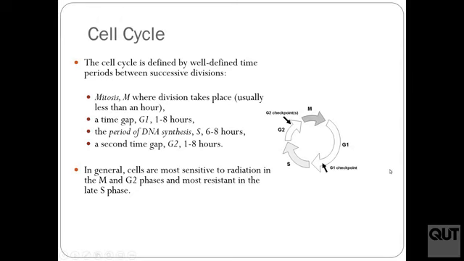Then there's the S phase, which is the DNA synthesis. So the DNA is copying itself, making a duplicate of the DNA for the two new cells. Then there's a second time gap where the cell rests, and then with the two DNAs, the cell divides into two new cells. In general, cells are most sensitive to radiation in this phase here, during the division phase.